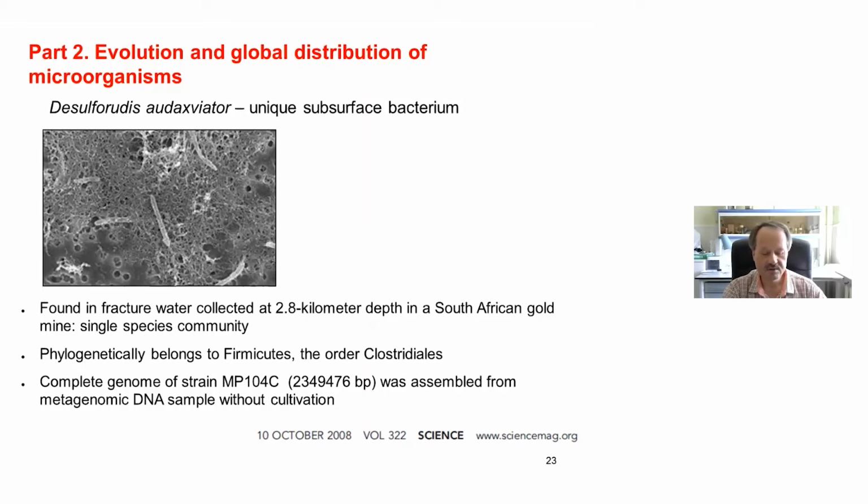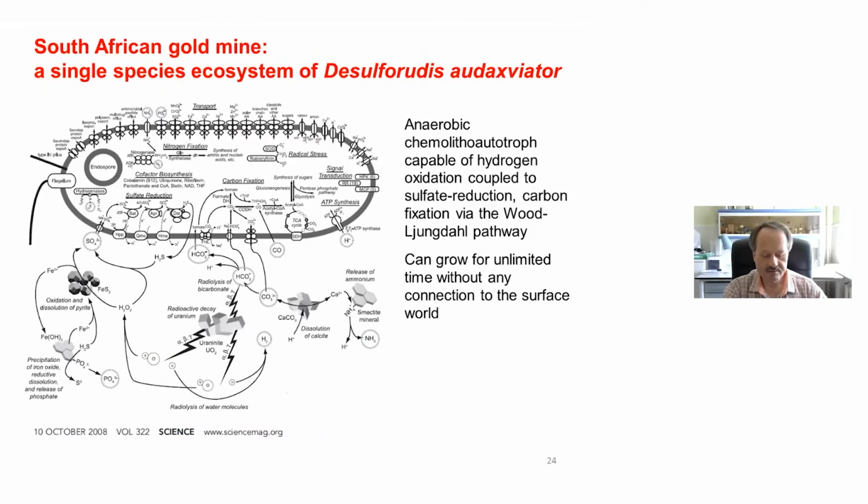Phylogenetically, Desulforudis belongs to Firmicutes, the order Clostridiales. The complete genome was assembled from an environmental DNA sample. In the South African gold mine, this bacterium has everything required for growth. According to genome analysis, Desulforudis is an anaerobic chemolithoautotroph capable of hydrogen oxidation coupled to sulfate reduction.